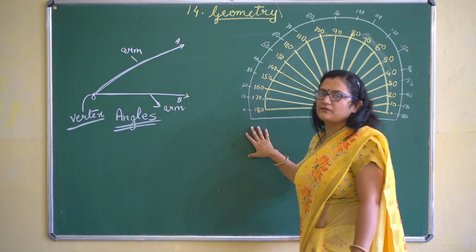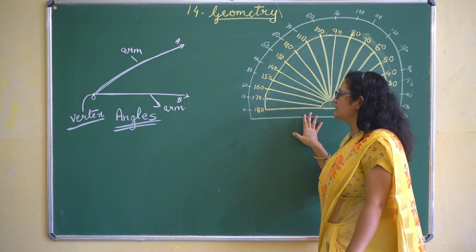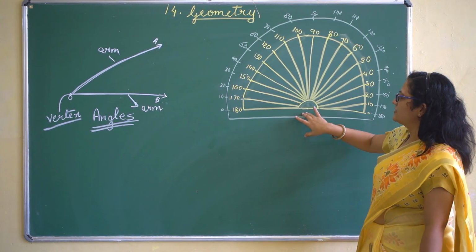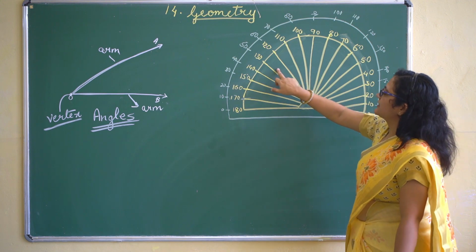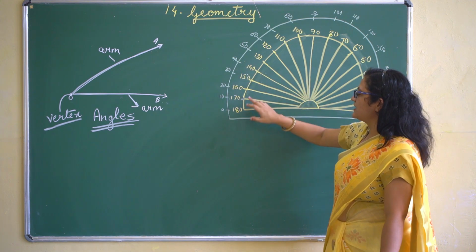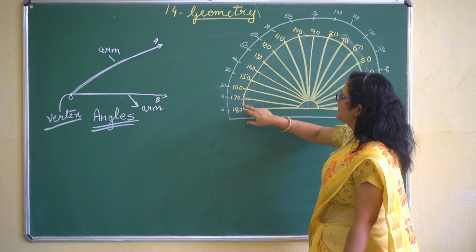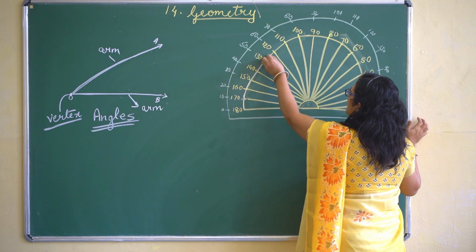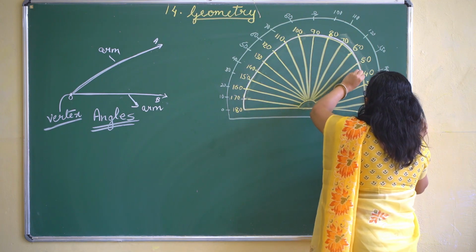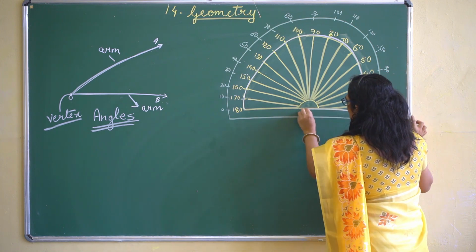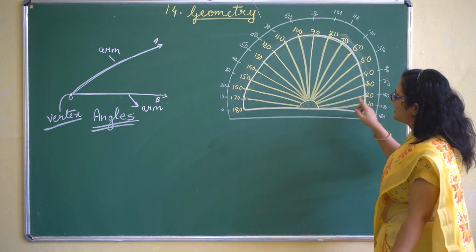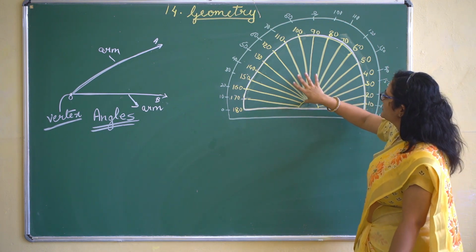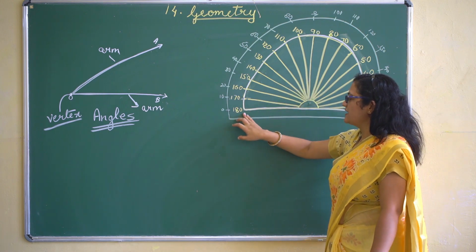There are different types of angles. We measure an angle with the help of this, called a protractor. This is there in your house, so you can see the protractor. There are two scales in the protractor, inside and outside. But we will always use the inside scale for measuring the angle. We will not use the outside scale. Everybody has a protractor at home.